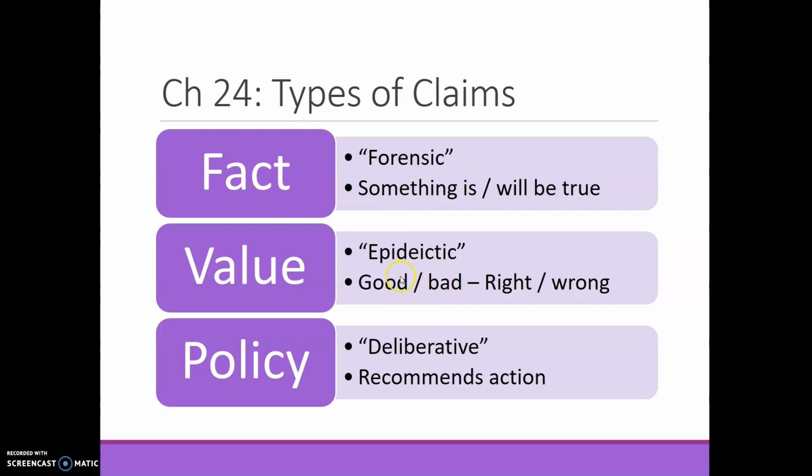Value is going to be good or bad, right or wrong. So that's more making judgment calls, something that you think is good or bad or right or wrong and you're trying to convince us of. That's a value claim. Then a policy claim is going to be deliberative. So it's going to be recommending an action. You're trying to convince us to take an action or convince the county to take an action, etc.